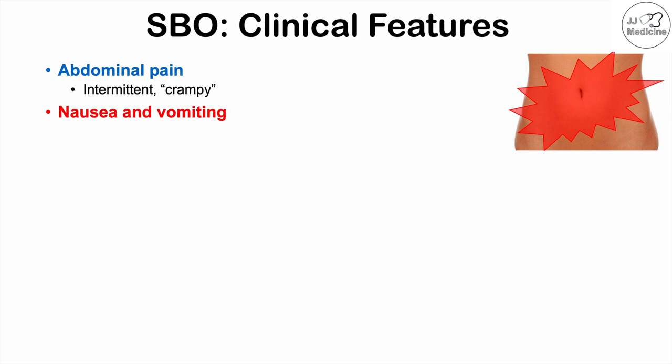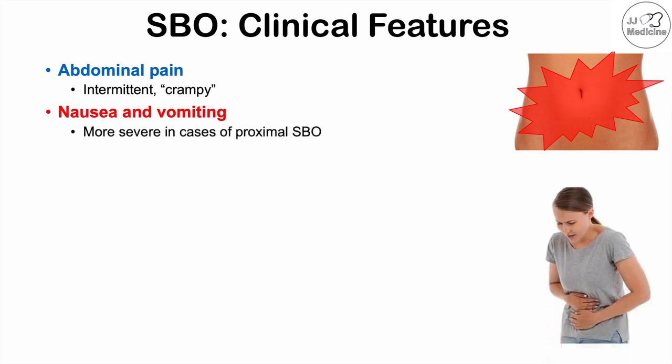We can also see nausea and vomiting in a small bowel obstruction. This more likely occurs in severe cases of a proximal small bowel obstruction. So when some of the first parts of the small intestine, so the parts closest to the stomach, are occluded, it's more likely that a patient will have nausea and vomiting, and the vomiting is often bilious in nature. This occurs in 60 to 70% of cases, so it's quite common. And again, it may be bilious.